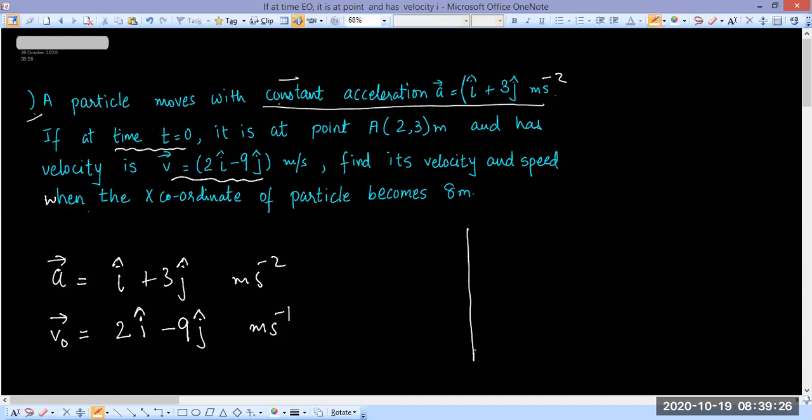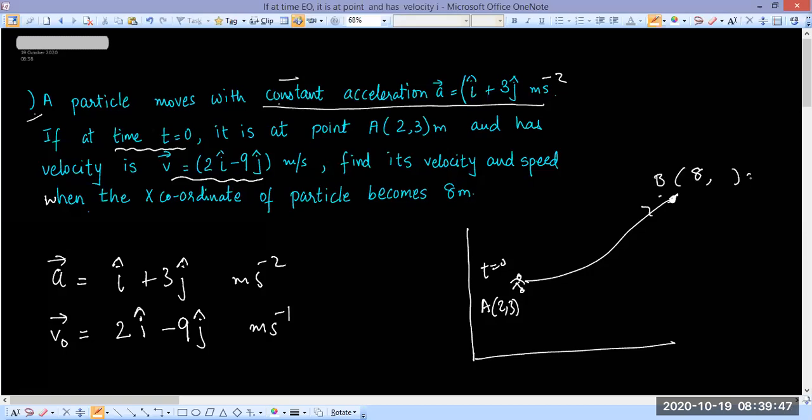Again, I'd say draw a diagram. You will at least know what is happening. This is (2, 3), the particle was here. At what time? At time t equal to 0. And then it starts moving, and let's say it goes here. Here at this point B, x coordinate is 8. We don't know the y coordinate. Right? I hope that is clear. We don't know the time also.